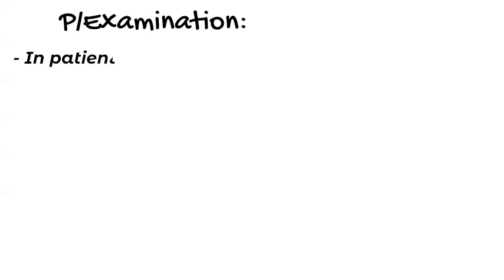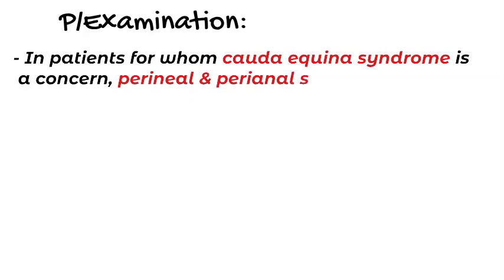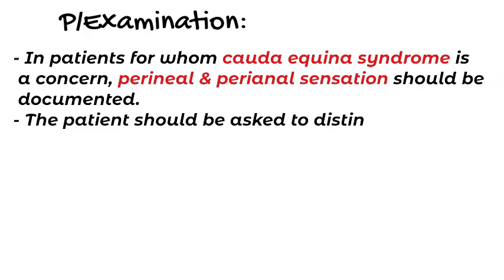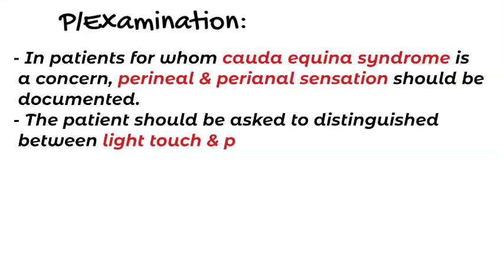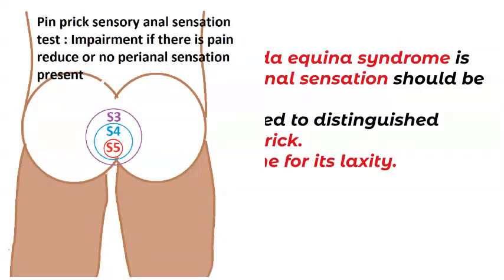In patients for whom cauda equina syndrome is a concern, perineal and perianal sensation should be documented. The patient should be asked to distinguish between light touch and pinprick. Please assess the anal tone for its laxity. This picture illustrates the pinprick perianal sensation test. There will be an impairment, or it's positive, if there is reduced or no perianal sensation present during the examination.